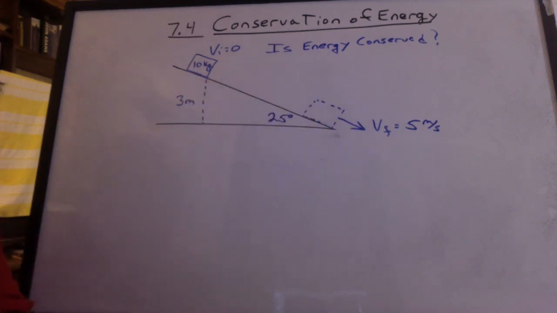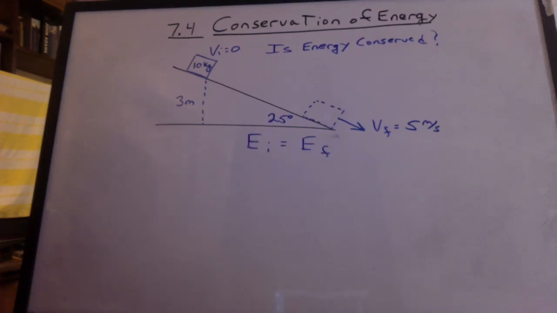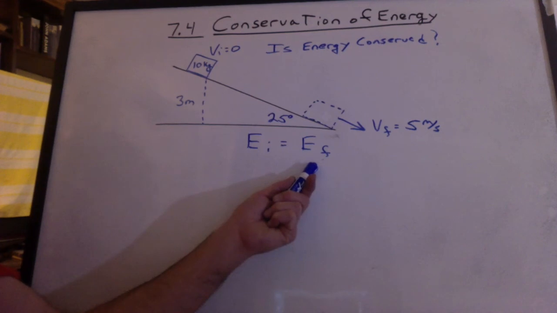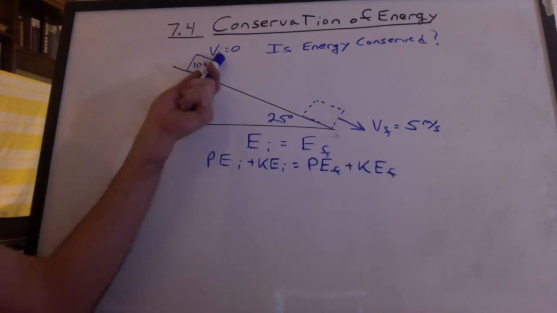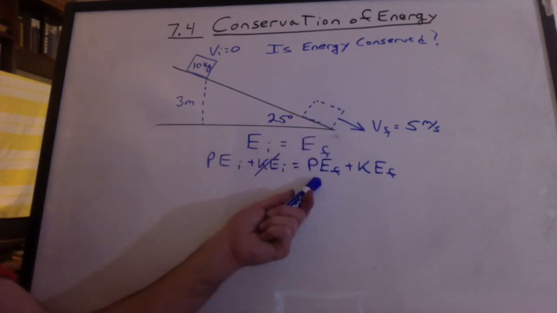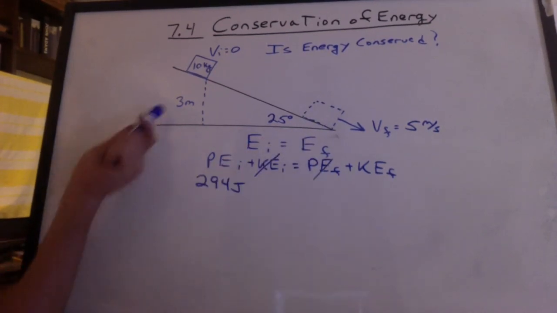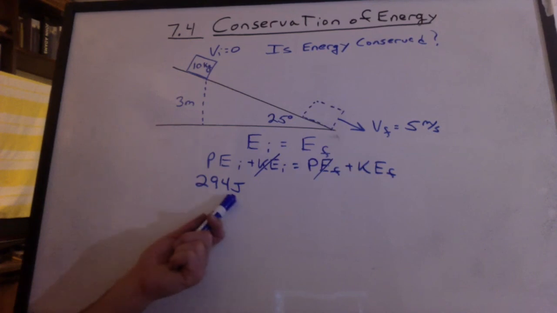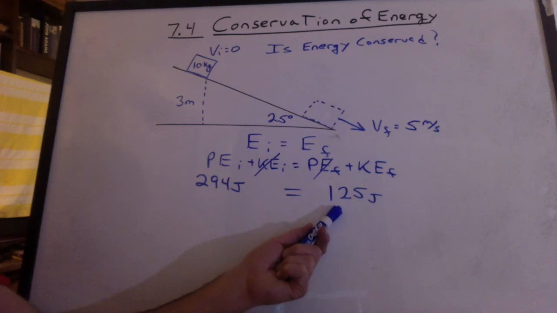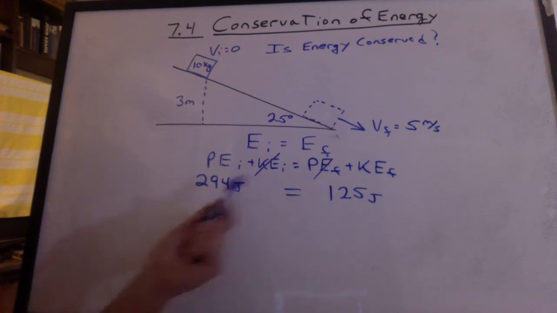Is energy conserved? Well, pause the video and try to figure that out first. You have to ask yourself, what kind of energy do we have initially? What kind do we have at the end? Again, we have a velocity of 0, so this goes away. And we're down at the ground, so that goes away. Using MGH, we have 294 joules. And using 1/2 mv squared, we get 125 joules of kinetic energy.